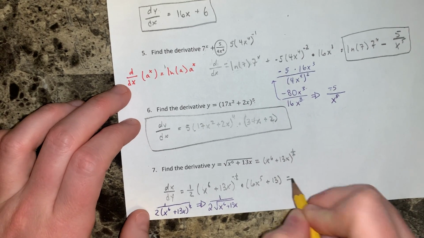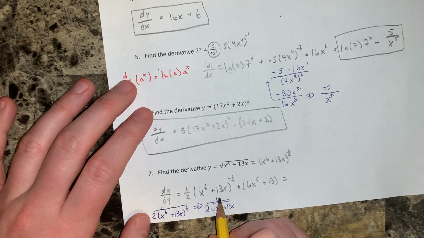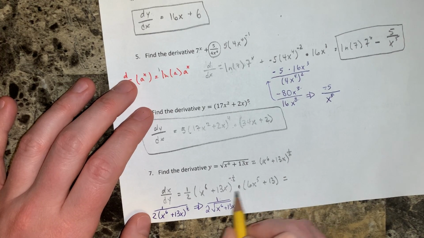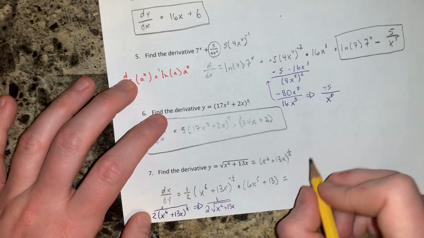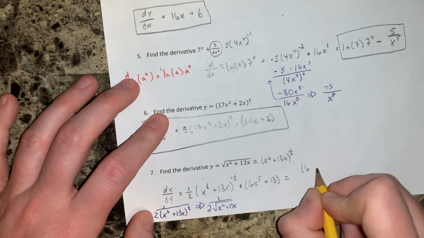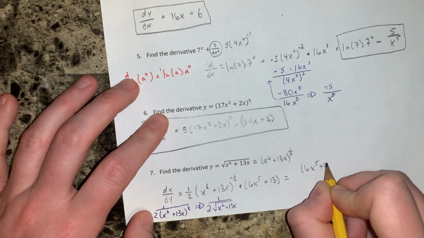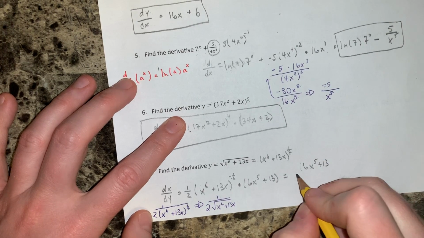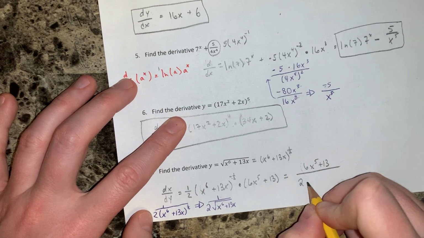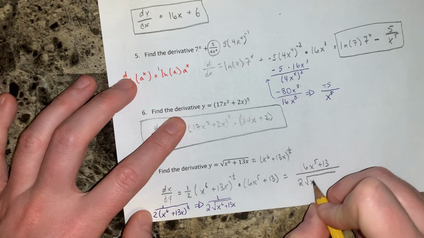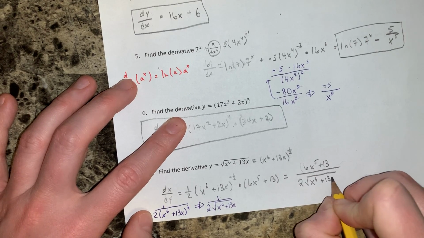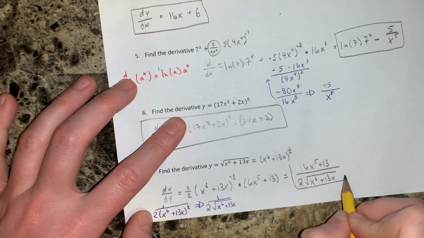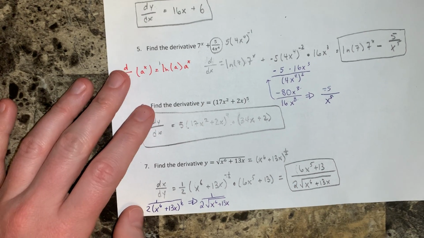And so if I were to simplify this whole thing, because nothing has to be done here and we have multiplication, this is just going to sit on top of the fraction. So I have 6x to the 5th plus 13. You don't need a parenthesis. And that's going to go over 2 times the square root of x to the 6th plus 13x. Okay, that's your answer.